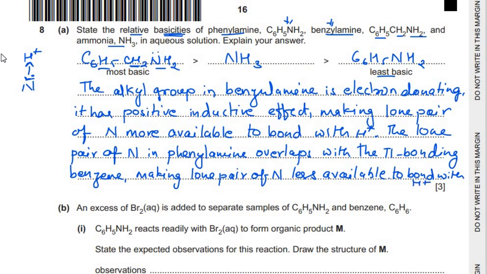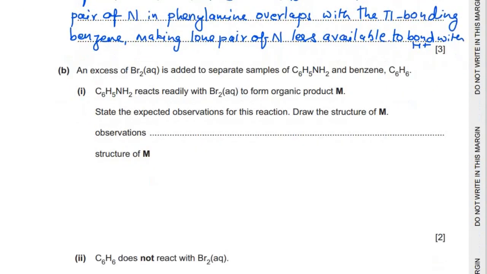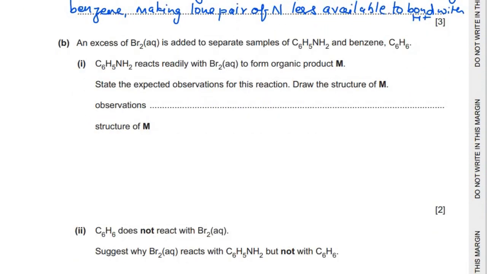So this is how we can describe the basicity. Simple as that. The substance which is more basic, the lone pair is more available to bond with H plus, and the substance which is least basic, the lone pair of nitrogen is least available to bond with H plus. That's how we have to think.